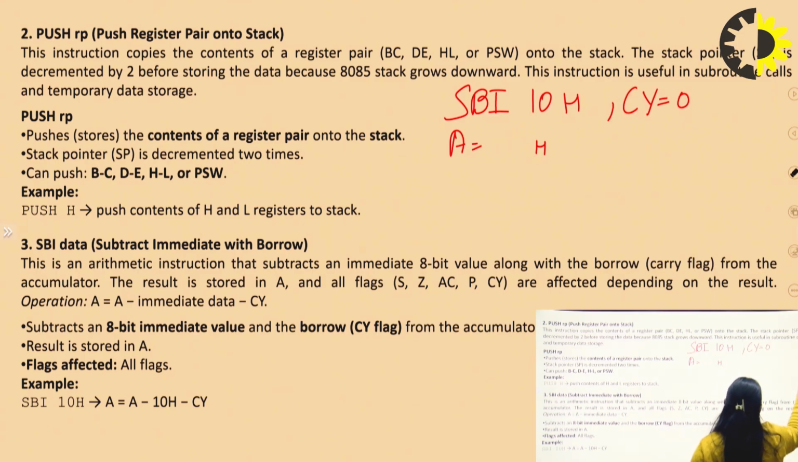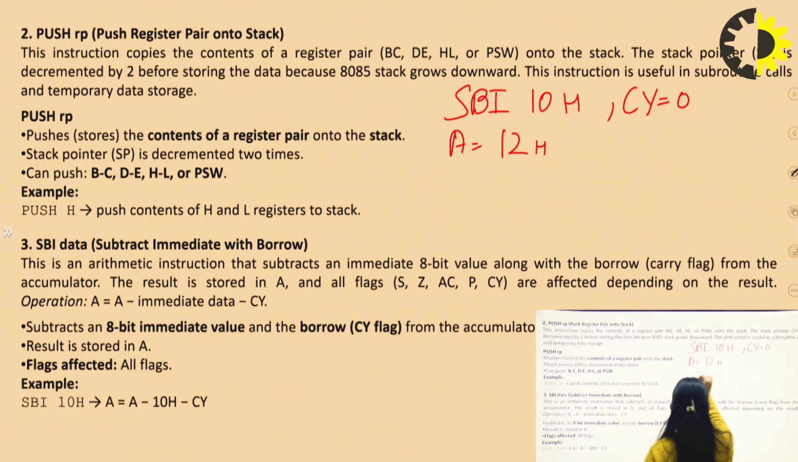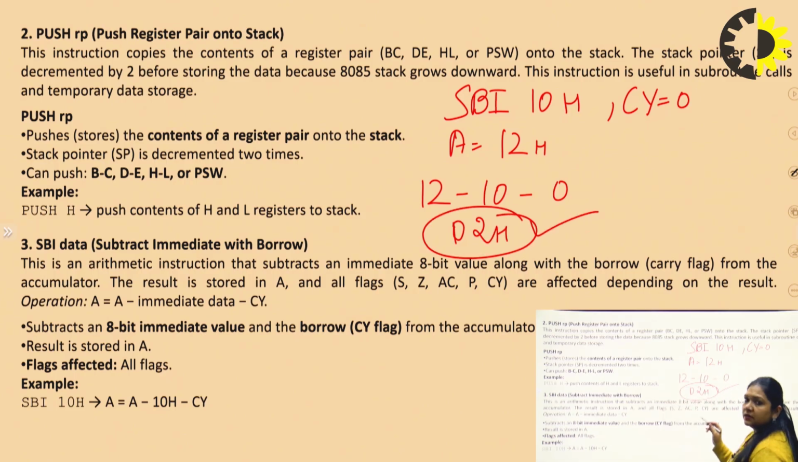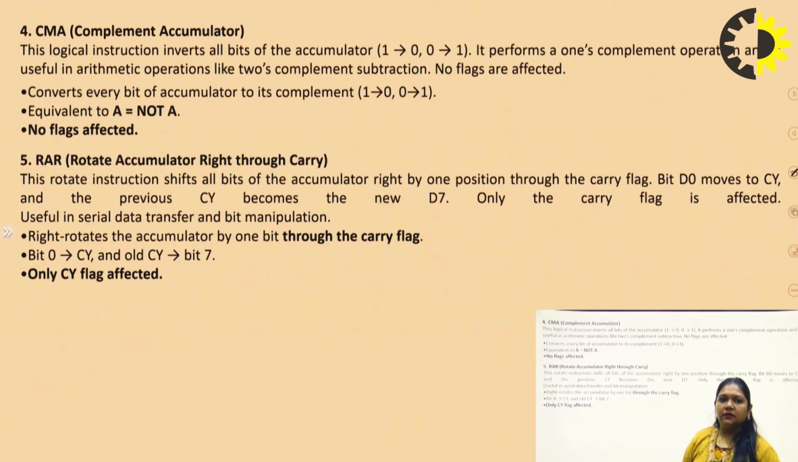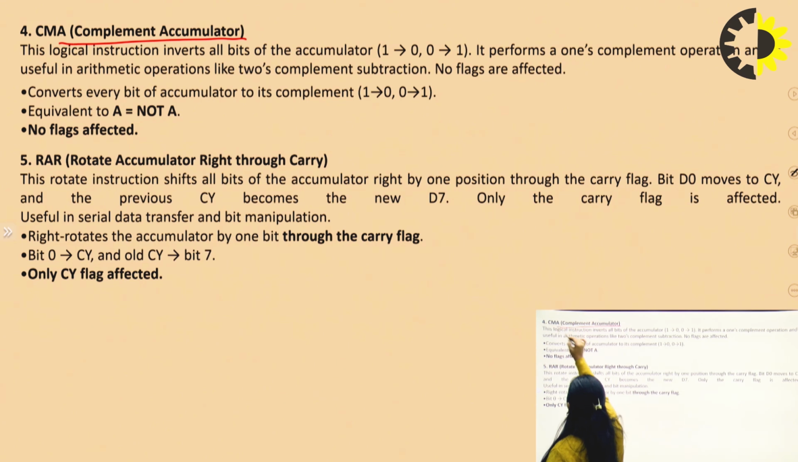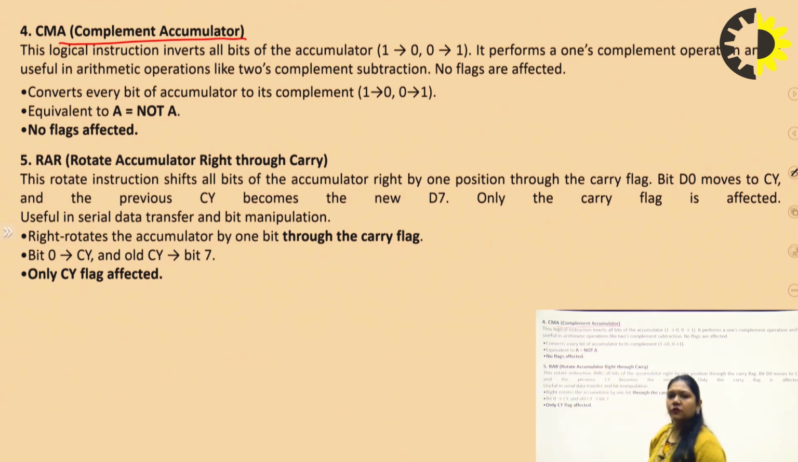We can take 12H. So 12 minus 10 minus 0 will be 02H. So this will be stored in the accumulator. This is the operation which will be followed by SBI immediate data. Next instruction is CMA, one of the simplest instructions, which is used to just complement the contents of the accumulator.